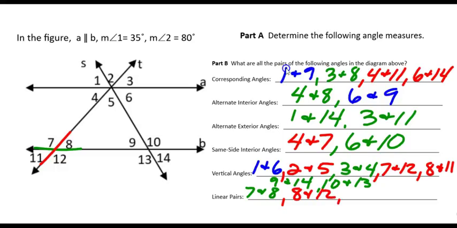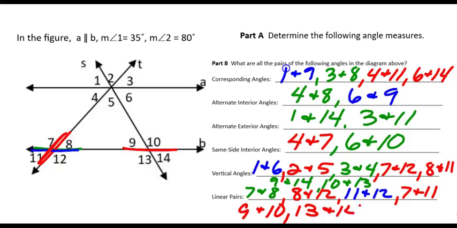Then we've got these two angles right here that form a line, 11 and 12. And again, right here, we've got 7 and 11. Same thing over here on the right. We've got 4 more pairs. So we've got 9 and 10, 13 and 14 there. And then when I do this line right here, we've got 9 and 13 and 10 and 14.